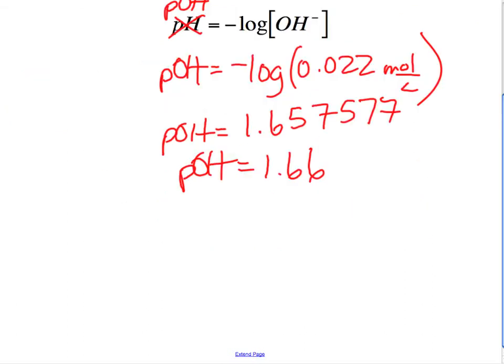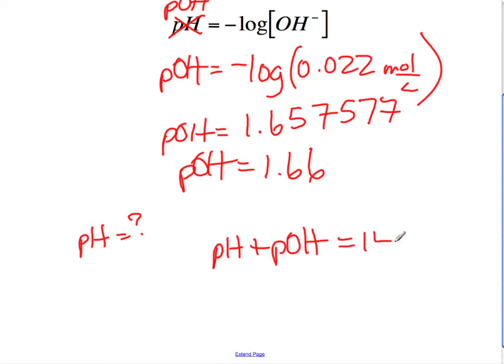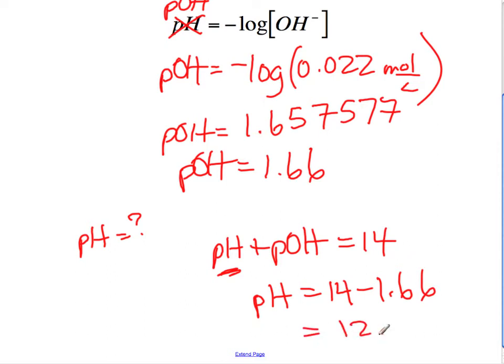Okay, and I think that answers their question. Now another question I could ask is, what is the pH of the solution? And you'd say, oh, thanks for the extra marks, because you know that pH plus pOH is equal to 14. So if I want to know the pH of that solution, all I have to do is go 14 minus the 1.66. So I'll get 12.34. So the pH of that solution would be 12.34.